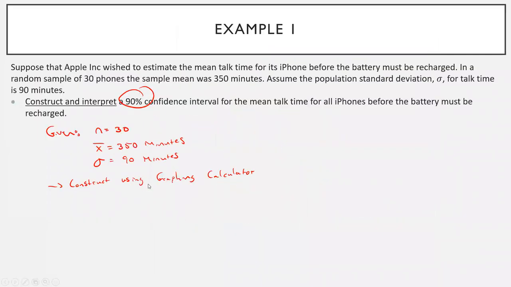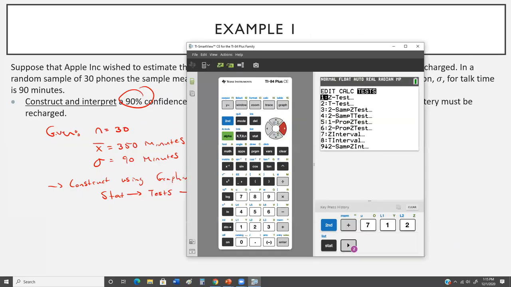So let me go write that in the notes for us. You press the STAT button, then you go over to TESTS, and then you look for the option called Z interval. So I'm going to go down on my calculator to option number 7. Hopefully you're following along and doing this with me, because practice makes perfect. So I'm going to go to number 7 and hit enter.